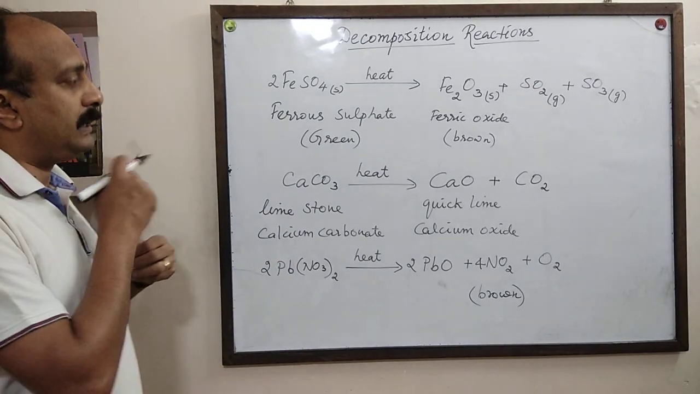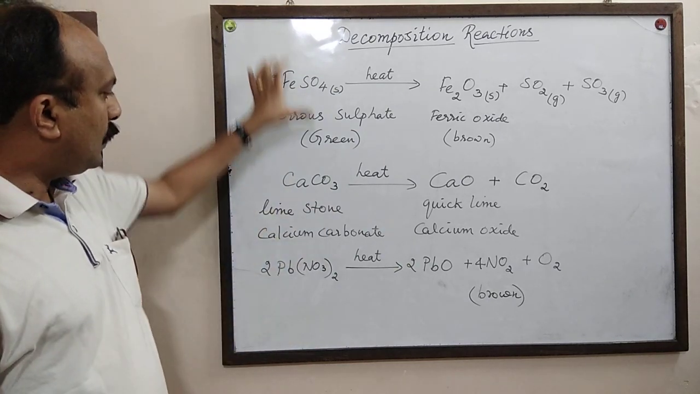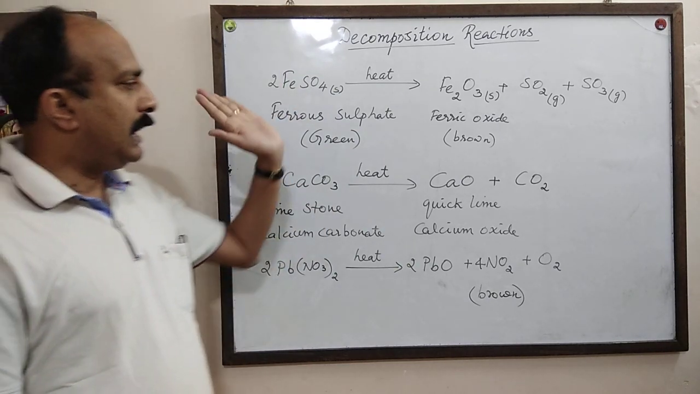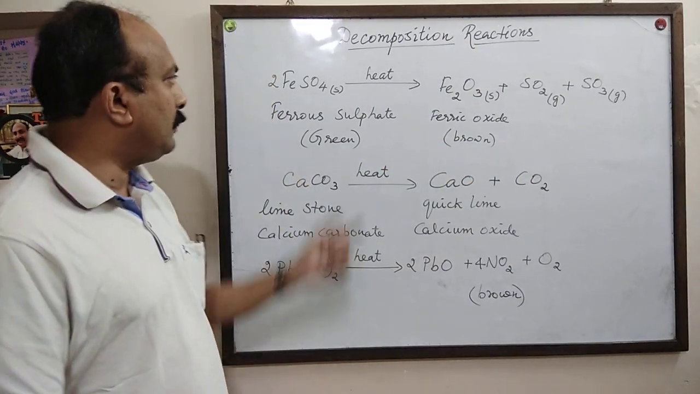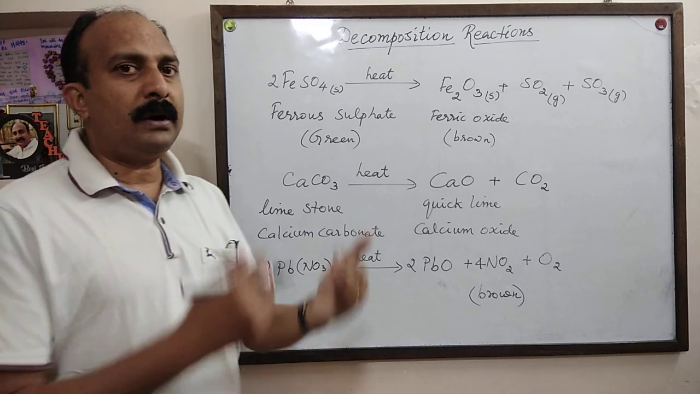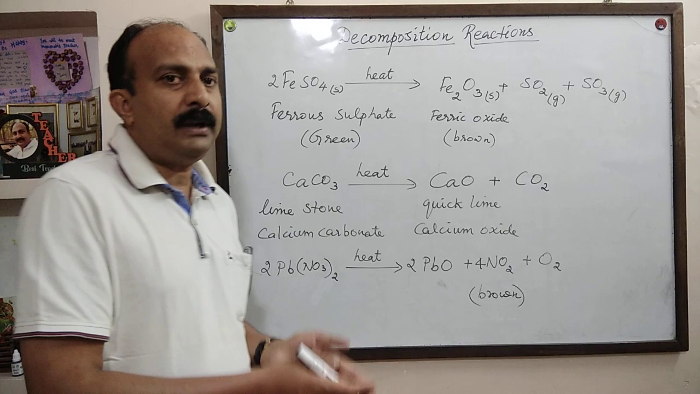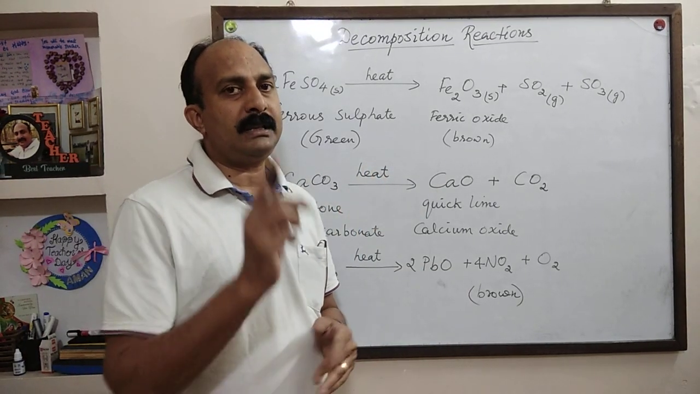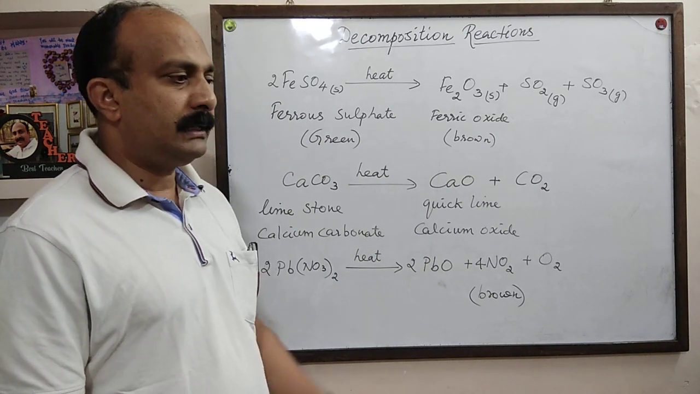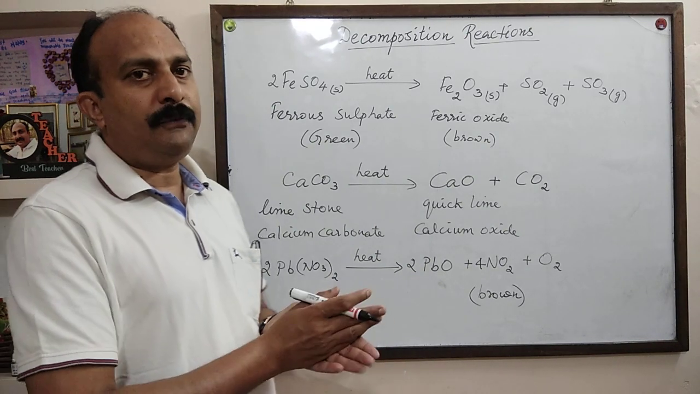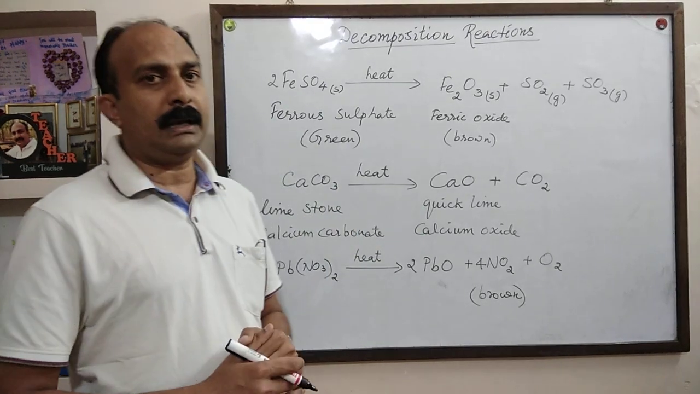So these are the three typical examples of decomposition reaction. Everywhere you can see only one substance in the reactant and two or more substances in the products. One more thing is common. Everywhere heat was given. So energy is given for this reaction to take place. Such reactions are called endothermic reactions. The reaction that takes place with the supply of any form of energy, mainly heat, is known as endothermic reaction.